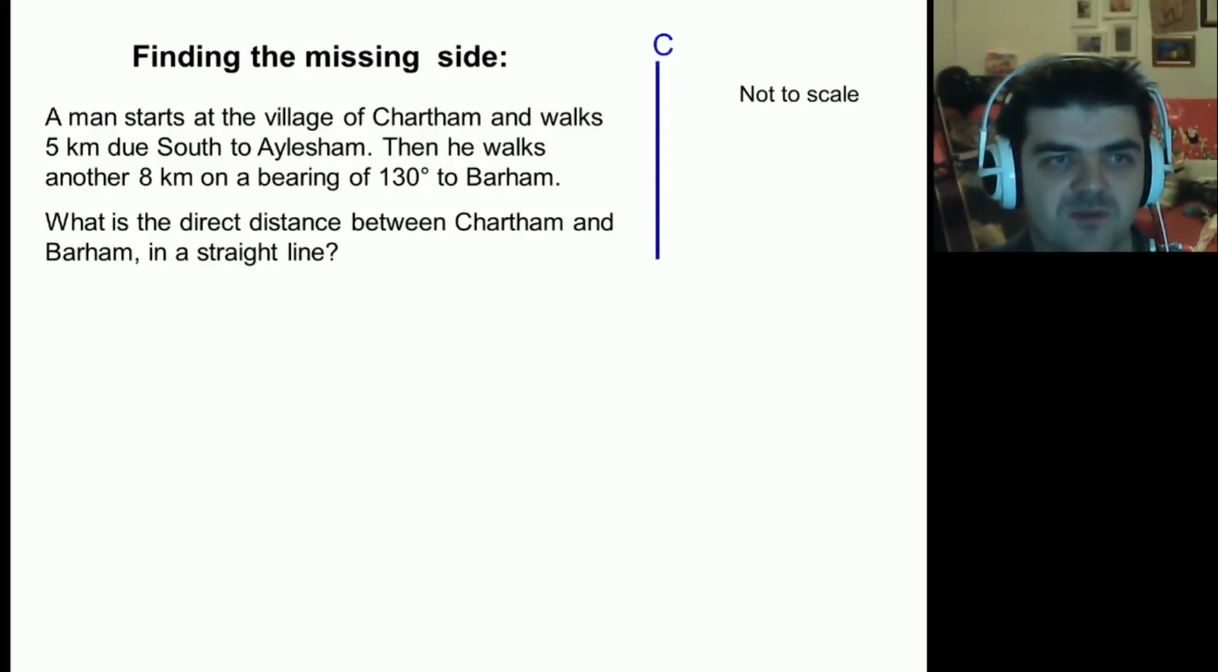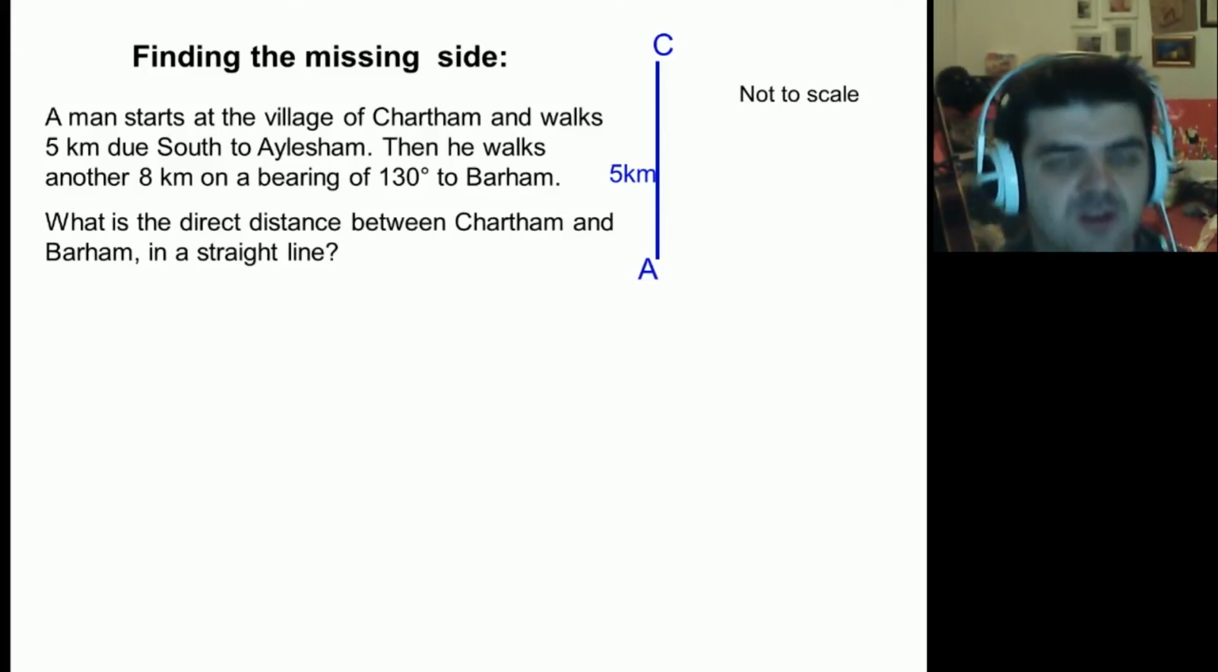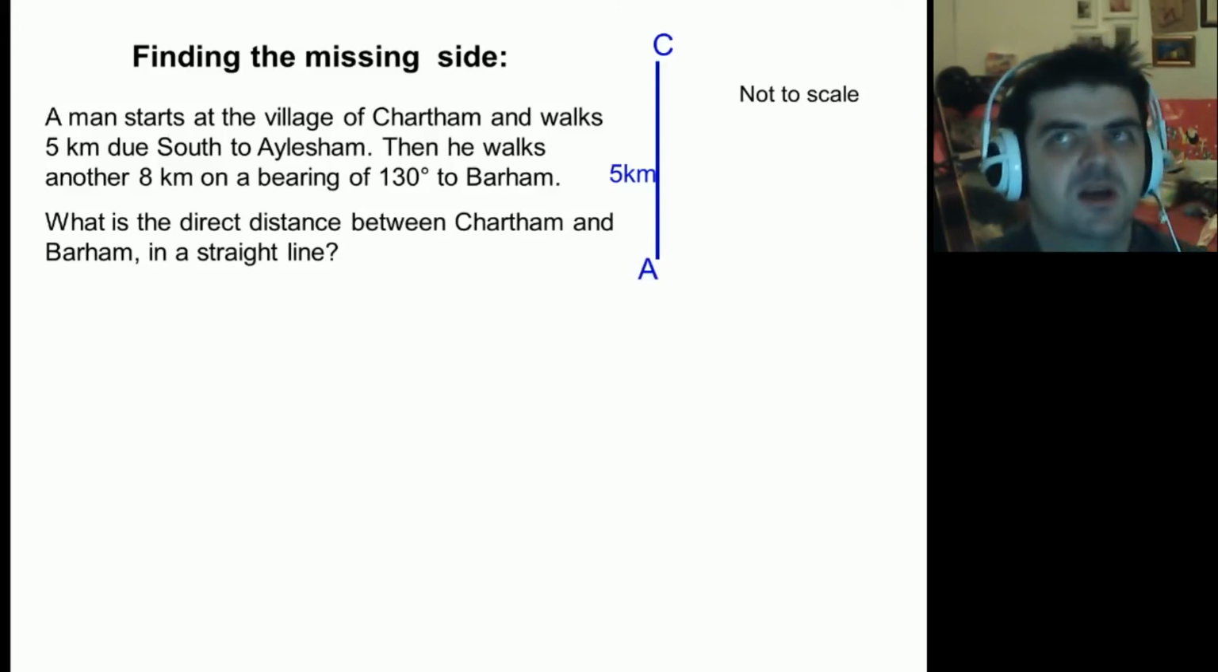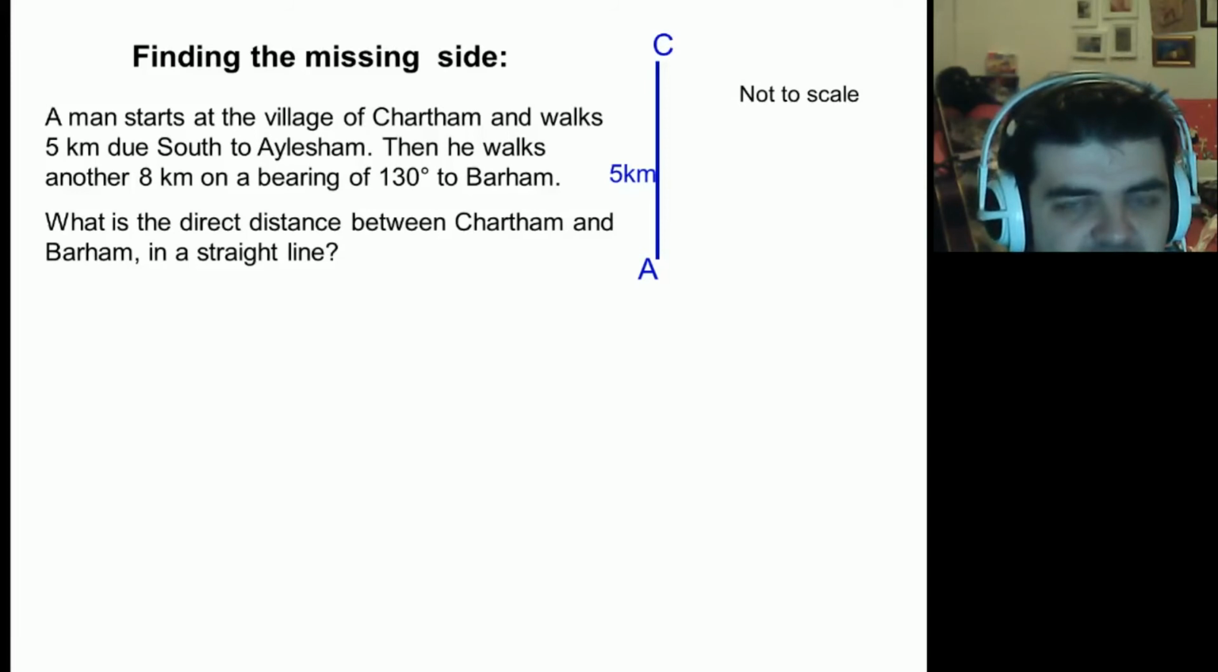Okay, he walks 5 kilometres due south. There's your 5 kilometres to Aylsham. So Aylsham begins with A. We'll call that A. He then walks another 8 kilometres on a bearing of 130. Now, if you're not sure about bearings, I'll attach another video, probably not mine, to the notes here, just to give you a heads up.